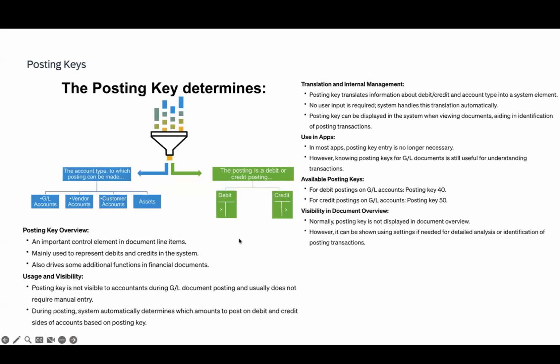changing. Posting key basically tells you, the most important thing it tells you is whether it's a debit or credit. So as a transaction goes in, if it's a 40 in the posting key, it indicates that it's a debit. If it's a 50, it's a credit. And that's probably the simplest explanation for that.